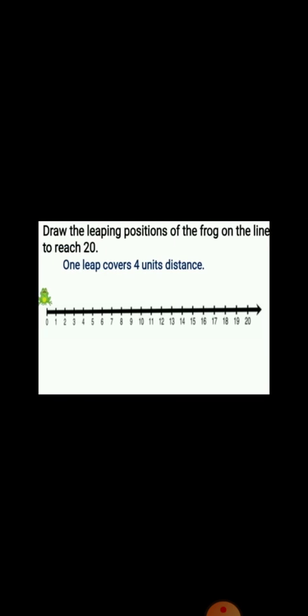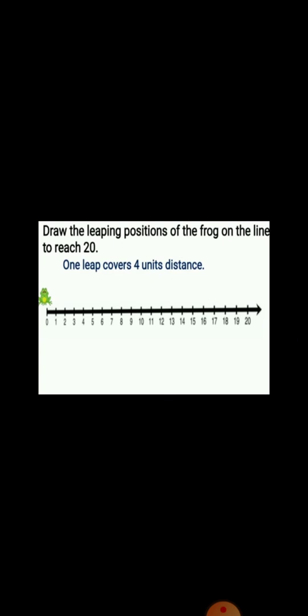Let's see another example. Now the frog can leap and cover 4 unit distance to reach 20. Okay, so first we will draw a number line. Then we will mark all the numbers from 0 to 20 because we want to find the leaping position of the frog on the number line to reach 20.